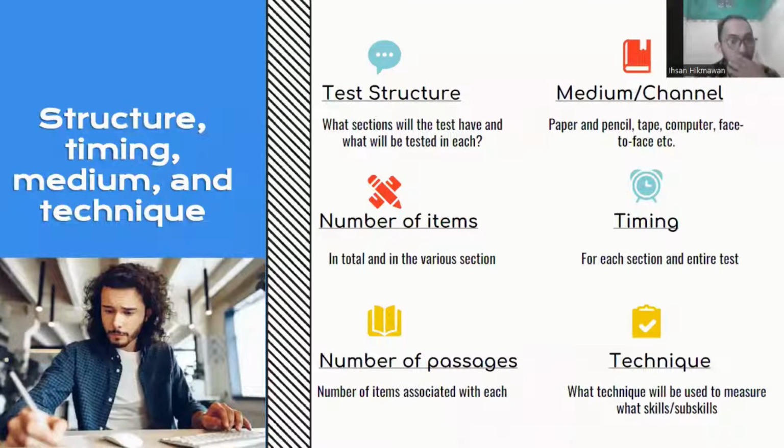Next one, decide the structures, timing, medium, and technique. Test structure means what sections the test will have and what will be tested in each. Timing decides how long the test will take. And then the medium, decide what medium is going to be used, either paper, pencil, tape, etc. And then decide the number of items in the test, and the number of passages, and then technique, what kind of technique will be used in measuring the tests or the skills.